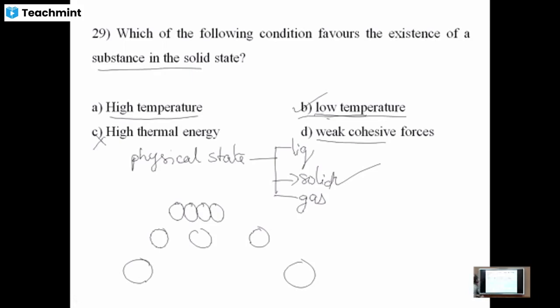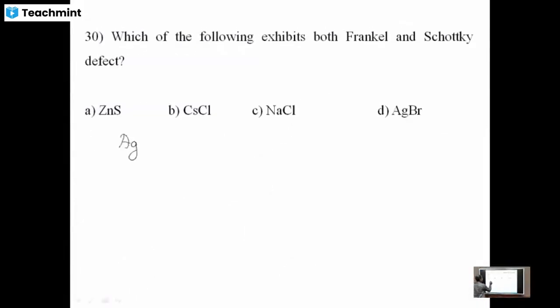Last question, which of the following exhibits both Frenkel and Schottky defect? We know Frenkel defect is nothing but dislocation of a particle from its lattice site to an interstitial site. It is formed when there is a large difference in size of cation and anion. Most probably, it is shown by silver salts like AgCl, AgBr, AgI, and even zinc sulfide, where there is a large difference between the size of cation and size of anion. In such cases, we observe Frenkel defect.